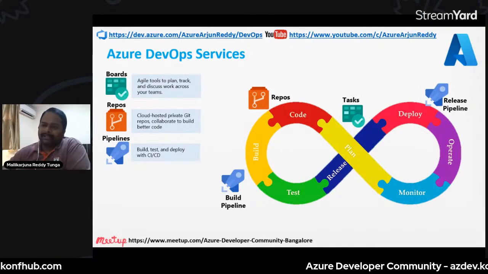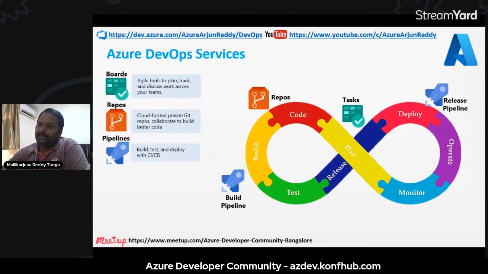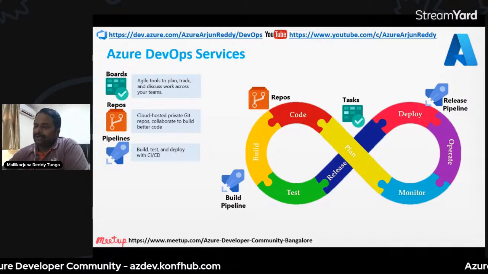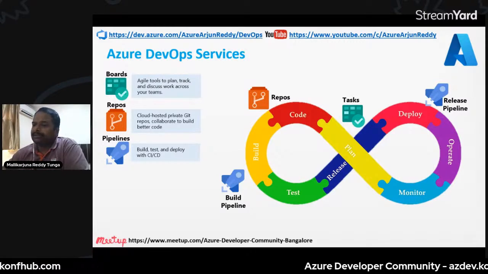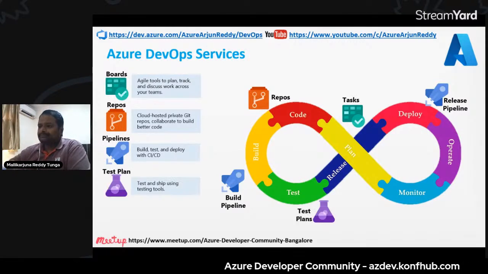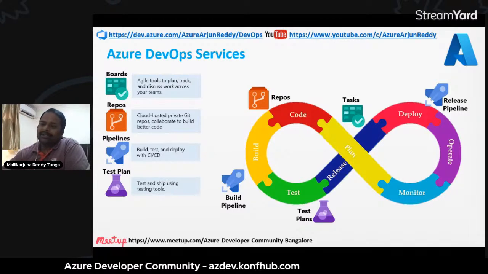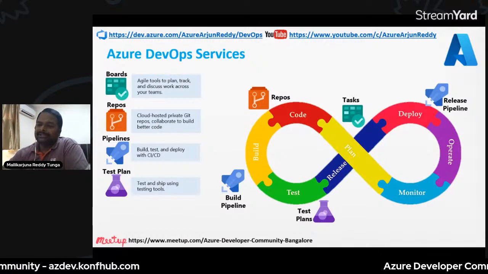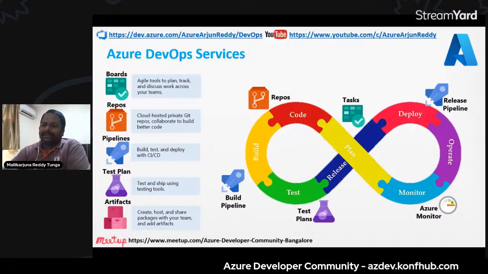And then we have pipelines here. Pipelines are divided into build pipelines and release pipelines. We'll see how these pipelines work and where you can find the CI pipeline or a release pipeline. Test plans are also available, so you can run your tests and incorporate them in your DevOps pipeline using your test plans. And then we have artifacts.